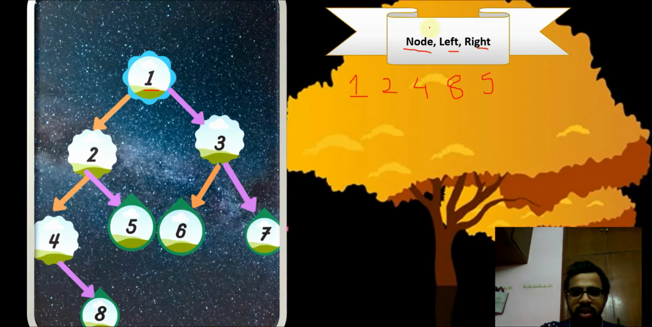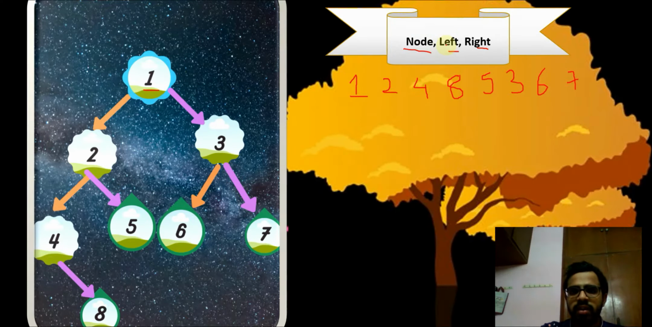Here we go to 3, and for 3 we follow node, left and right again. So here we print 3. Then after 3, we go left to 6. We print 6, and there's no left and no right, so that's done. 3's left is done, we go to 3's right. There's 7, there's nothing on 7's left or right, so this is going to be printed. So this is how it's going to work.